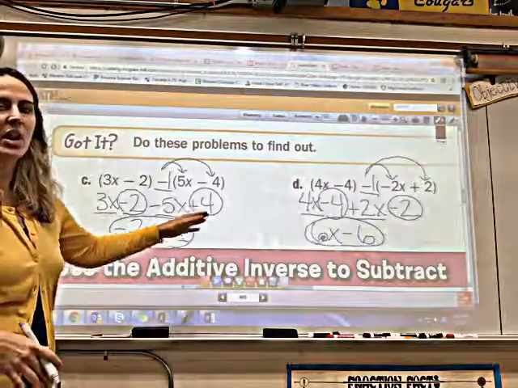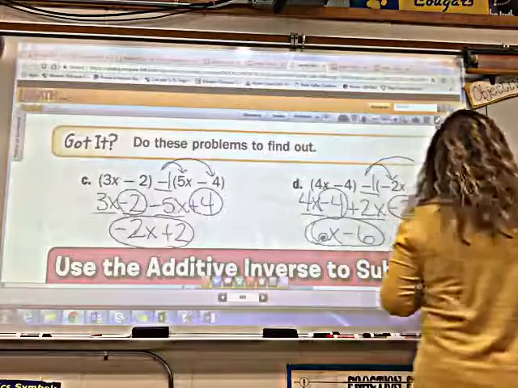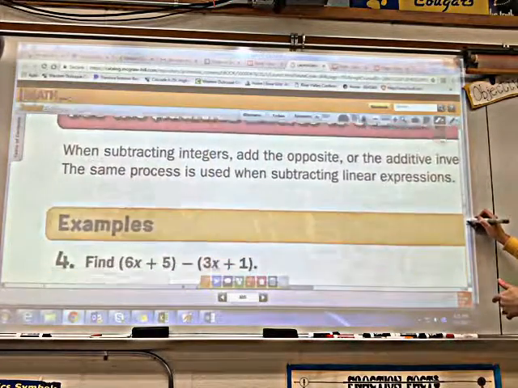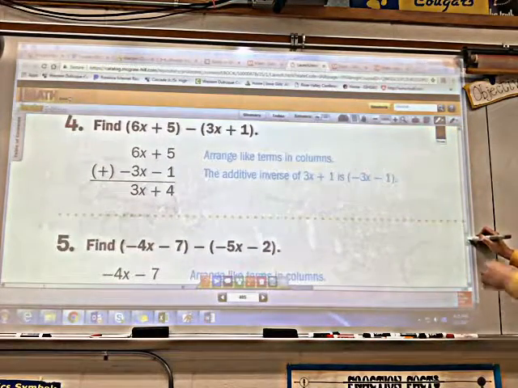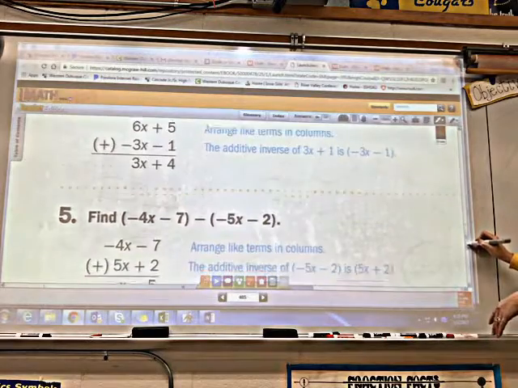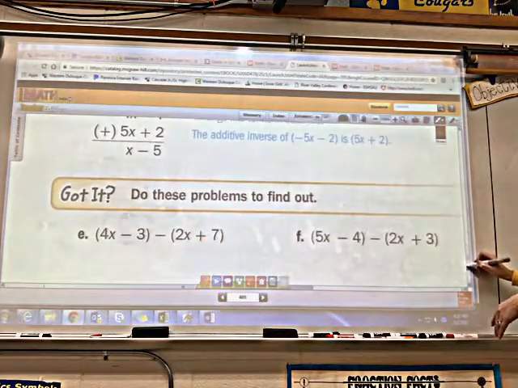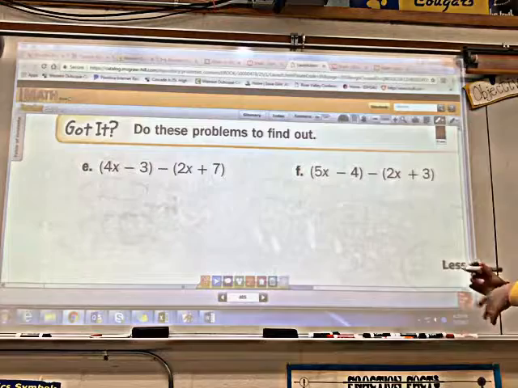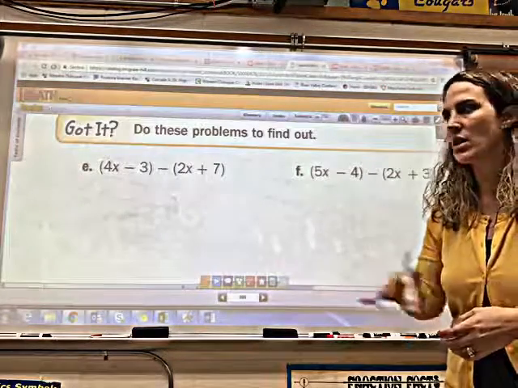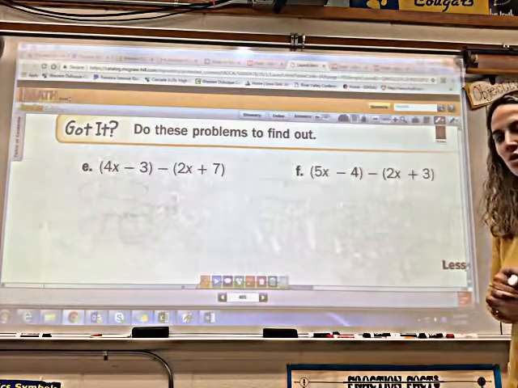Okay, so there's a couple other examples that you have to show you how to work with the subtraction of linear expressions. A couple other examples they give you here without models. Okay, what I would like you to do right now is to go ahead and pause the video and try completing E and F on your own.